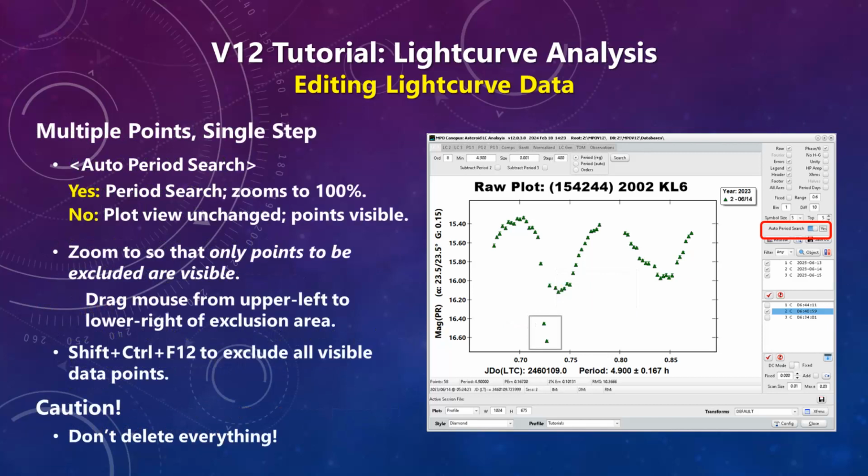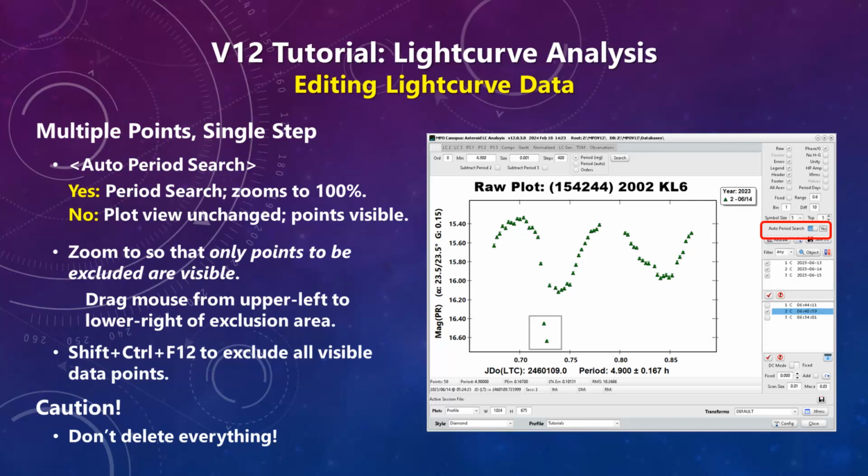What if there are more than a few obviously bad data points? For example, if clouds move through the field. Deleting them one at a time would be too time-consuming. Place the mouse cursor above and to the left of the first data point. Drag the mouse down and to the right to outline the region of points to exclude.